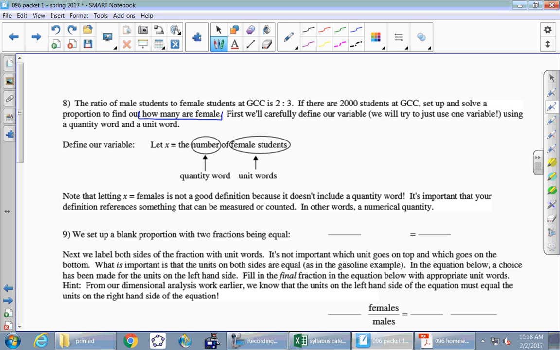It doesn't say X equals females, because X equals females is not a mathematical definition. Every X equals has to represent a quantity. Females is not a quantity. So be really explicit when you define your variable.